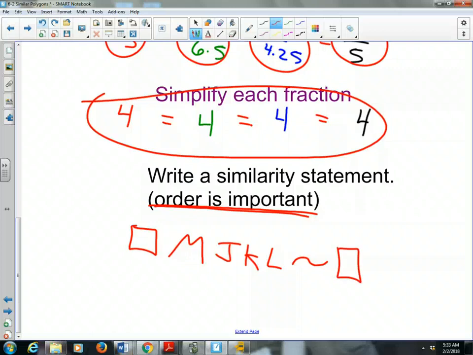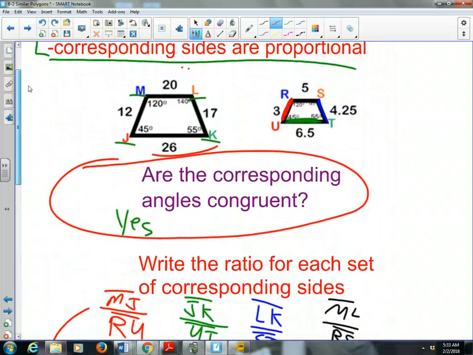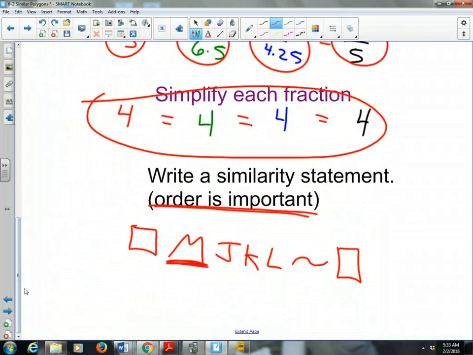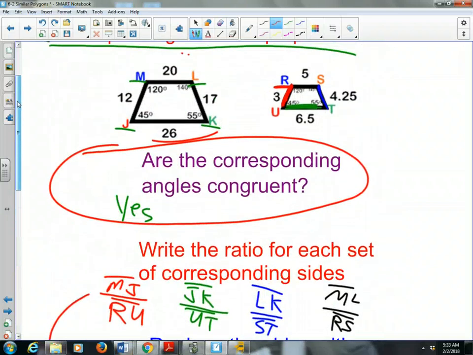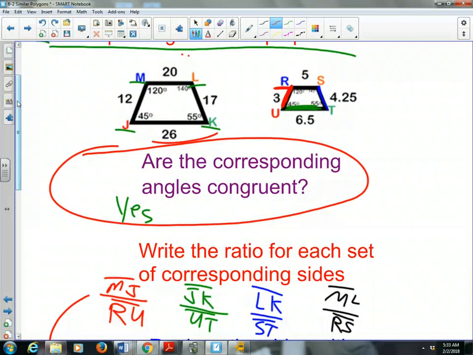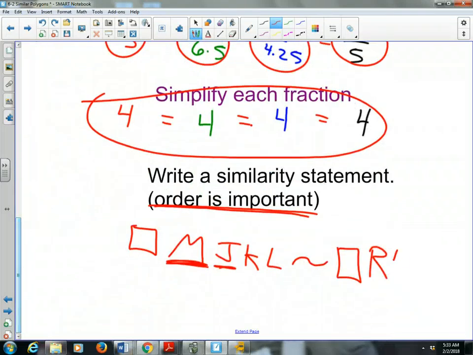Now if I started with angle M, I have to start with the angle that is congruent to angle M, which is angle R. So I have to start with angle R. That's why the order is important. And then if I say J second, then I have to say U second, because J and U are congruent. So U and then T and then S.